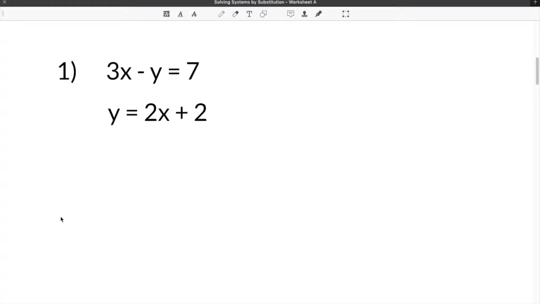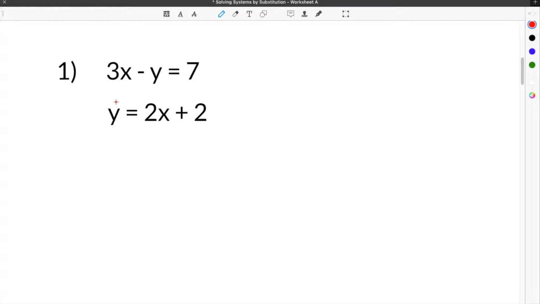Alright, so here we are at our first problem. Anytime you're trying to solve a system of equations, your answer must be in the form of an x and a y coordinate. That means anytime you solve this by any method, whether it's graphing, elimination, or substitution, you have to have a coordinate as your answer.